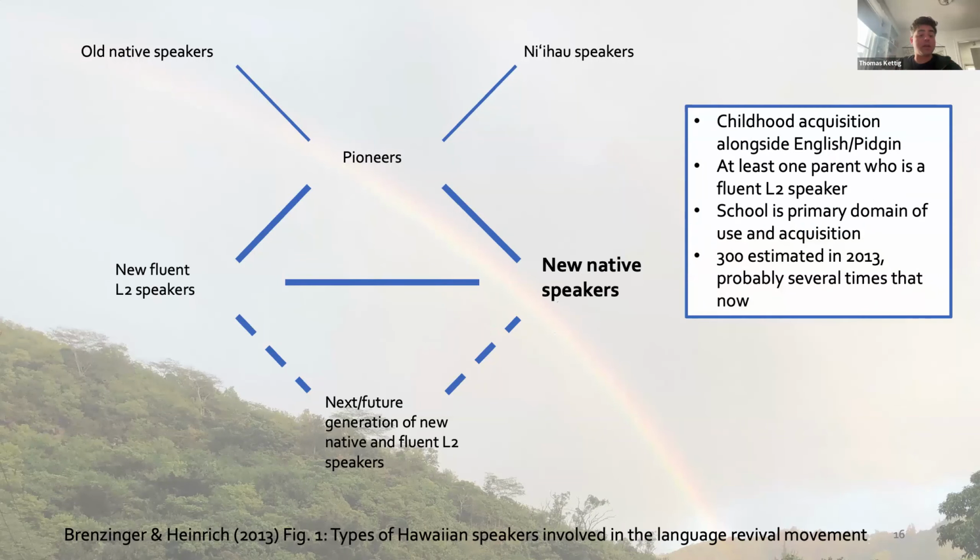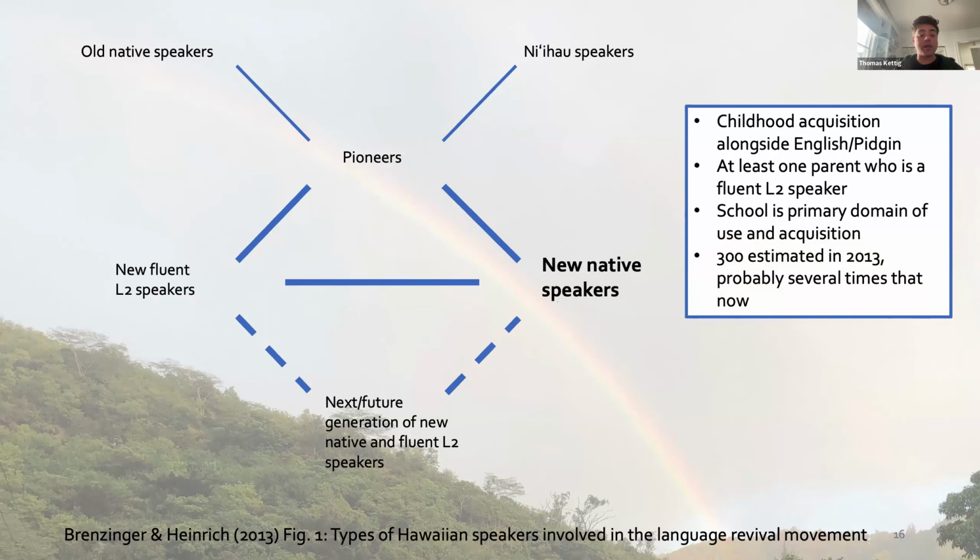And then we have the children of the pioneers and the children of these new L2 speakers who have been, for the last couple decades, acquiring Hawaiian as a first language alongside English and Hawaii Creole English. And for these speakers, school is the primary domain of use and acquisition. Some families have family-based Hawaiian usage in their households. A lot of times they don't.